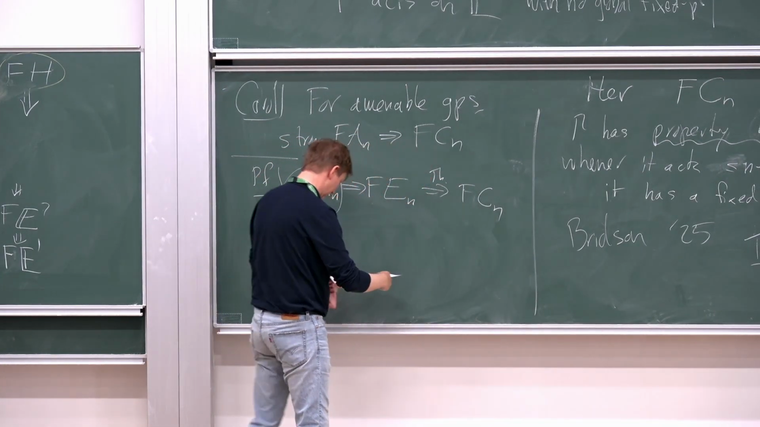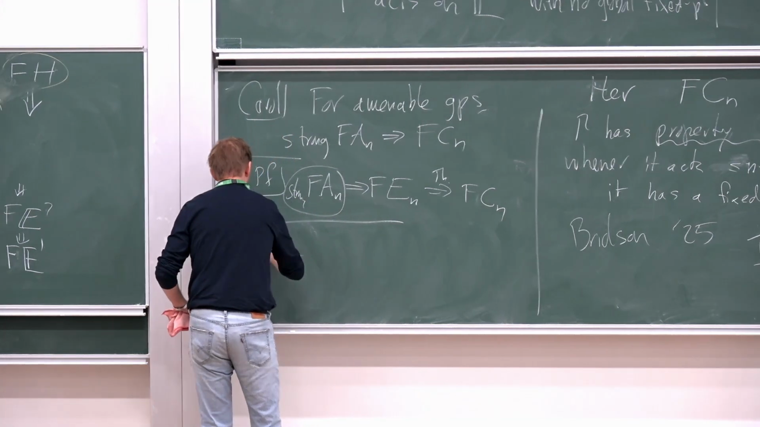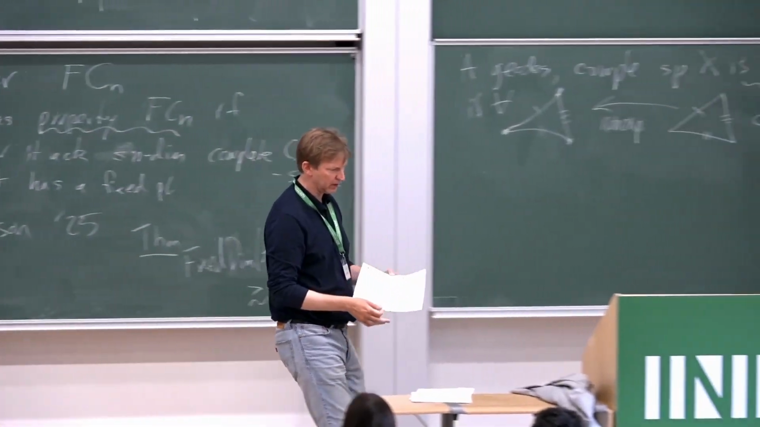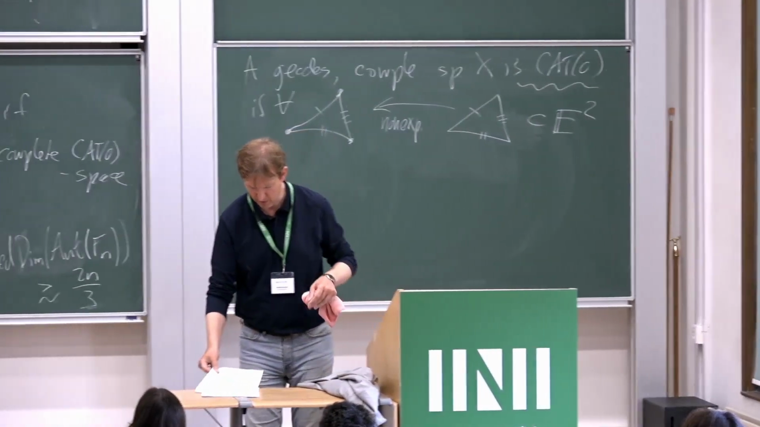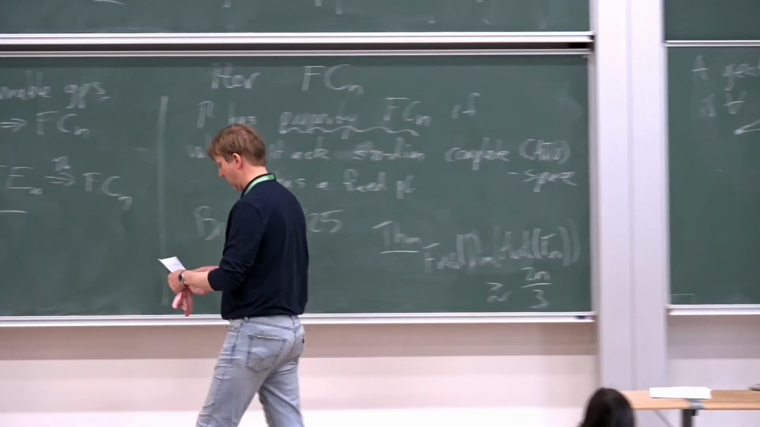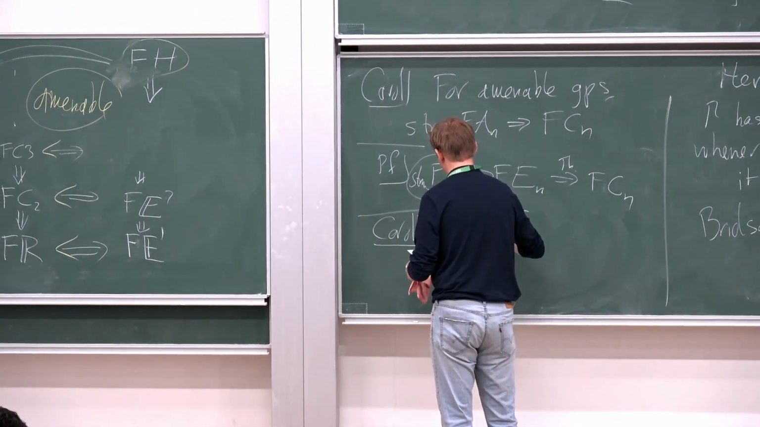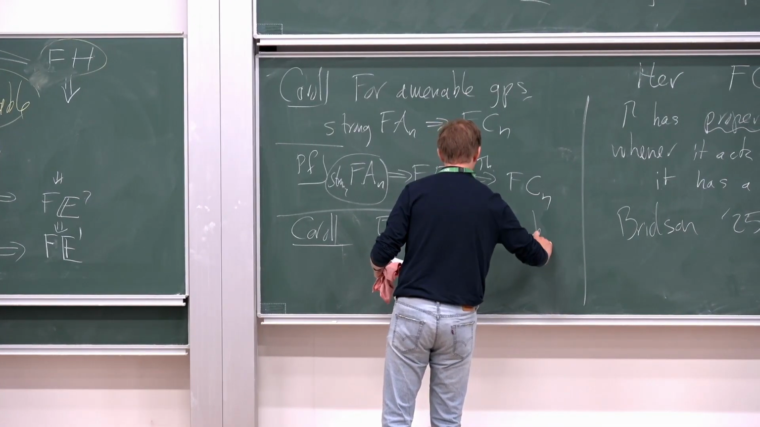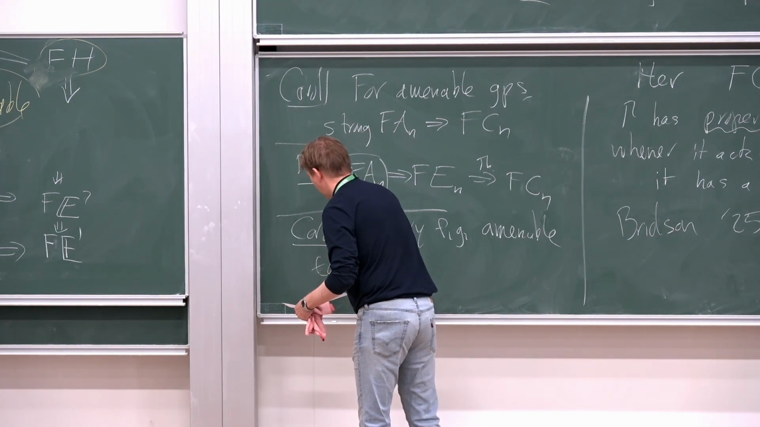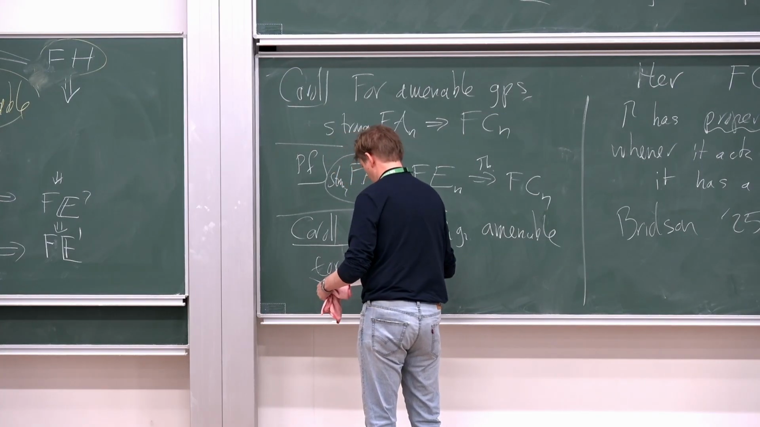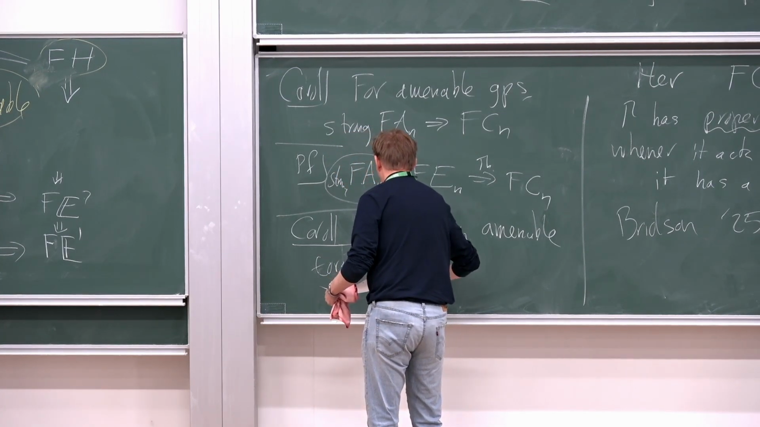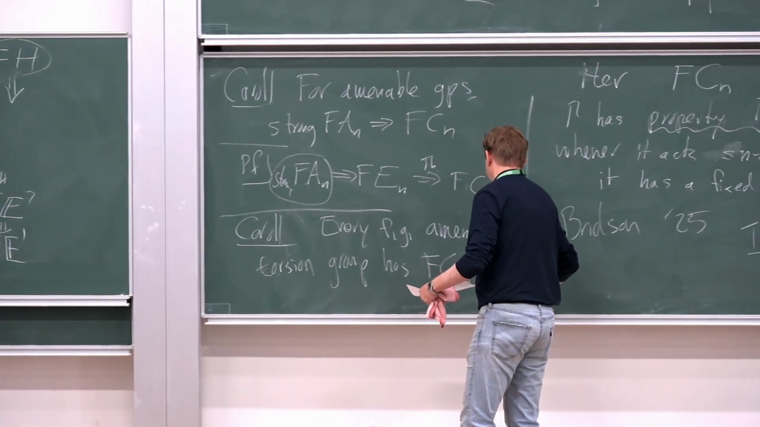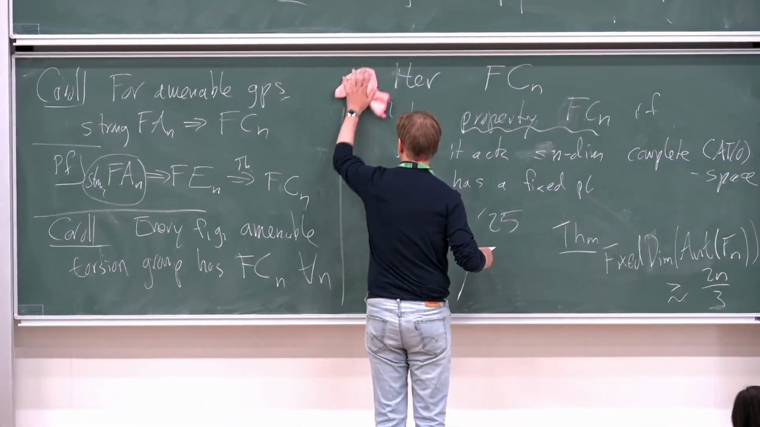Okay, now I can erase this. Okay, so now another corollary. The following, more interesting: every finitely generated amenable torsion group, that means that every element has finite order, has FCN for every n. It can never act on a CAT(0) space.